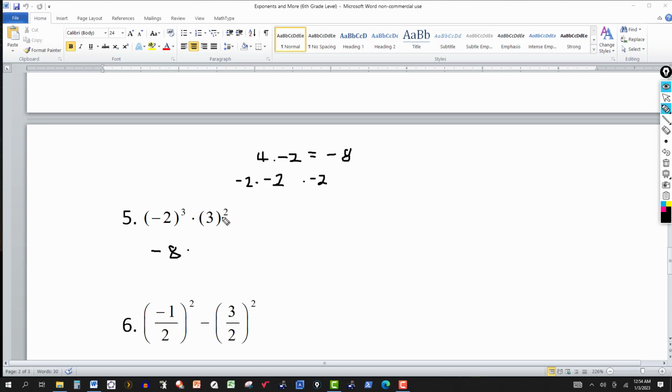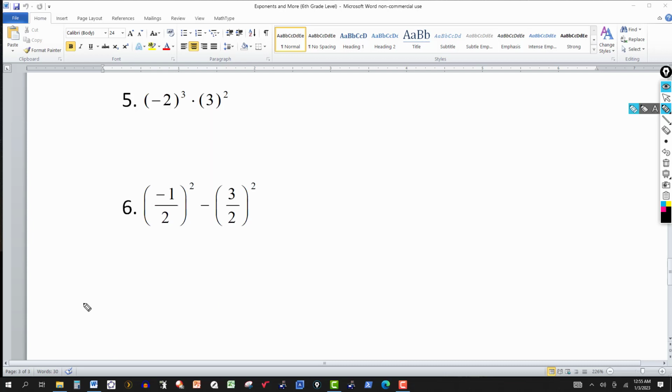3 is your base squared. 3 times 3 is 9. I got a negative times a positive. Signs are different. The answer is going to come out negative. And then 8 times 9 is 72. So negative 72 is the answer to that one.